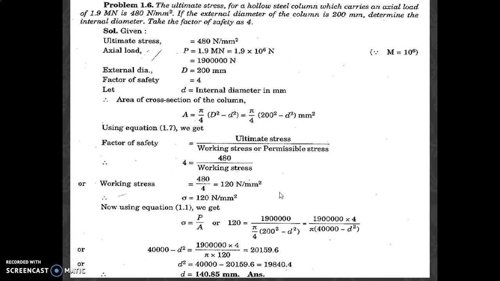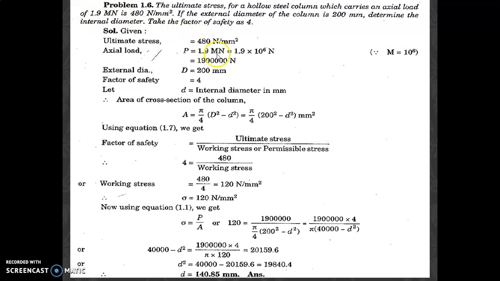So here you may see one more example. The ultimate stress of hollow steel column which carries an axial load of 1.9 meganewton is 480 Newton per mm square. If the external diameter of the column is 200 mm, determine the internal diameter. Take factor of safety as 4. So for this particular example, once again we see the hollow steel column which carries an axial load of 1.9 meganewton.